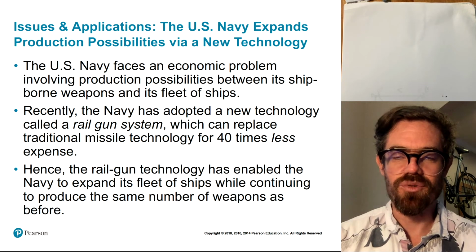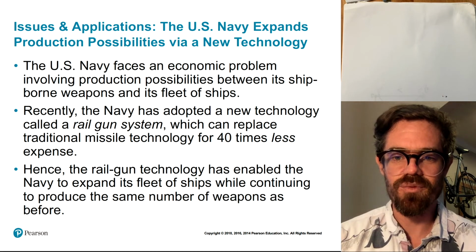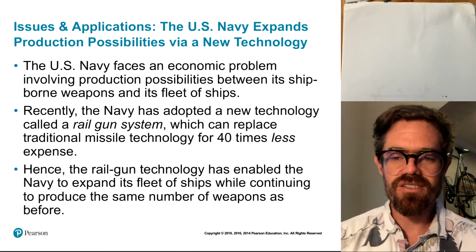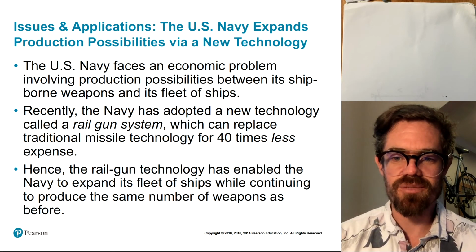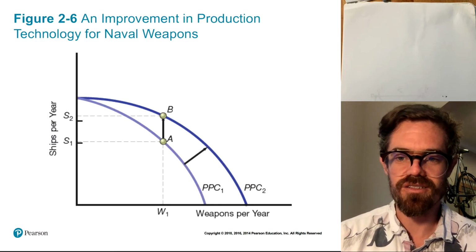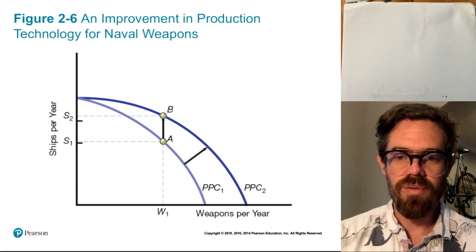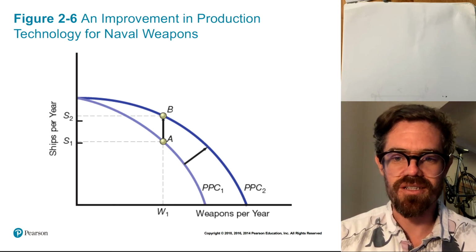Now it will shift out our PPC, but it will do so in a very interesting way that we haven't seen yet, and we'll see that in the next slide. Basically, this railgun technology allows the Navy to expand its fleet of ships while continuing to produce the same number of weapons as before. So what does that look like in terms of our PPC? Well, it's still a shift out, but it's lopsided.